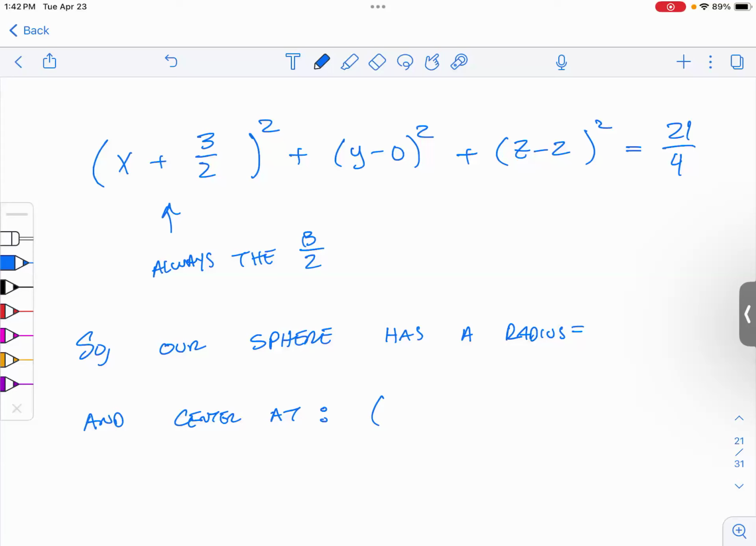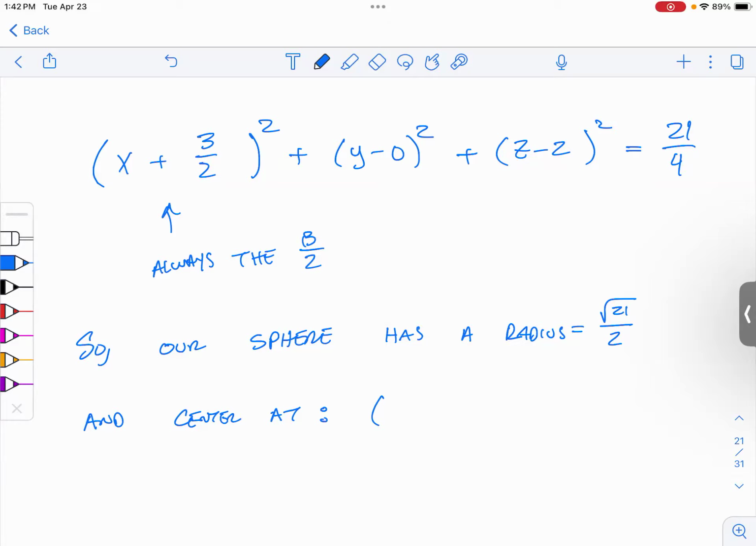Okay, so let's start actually. So we have a sphere, it has a radius and a center. Let's start with the radius, because actually the radius is pretty easy to identify. If this value on the right side of the equation equals 21/4, the radius is always that value square rooted. So that means the radius is square root 21/2. All right, because this is the radius squared on the right side of the equation.